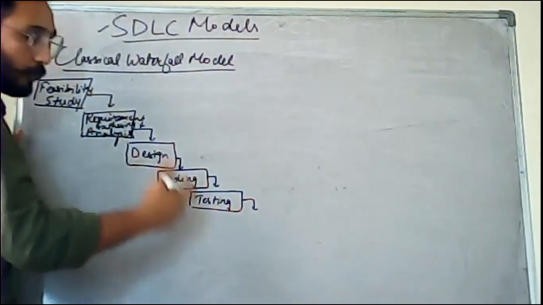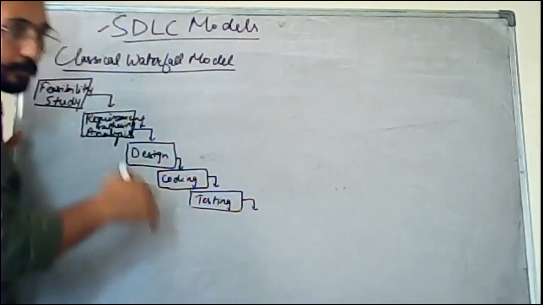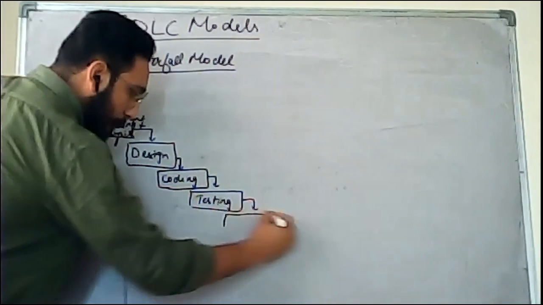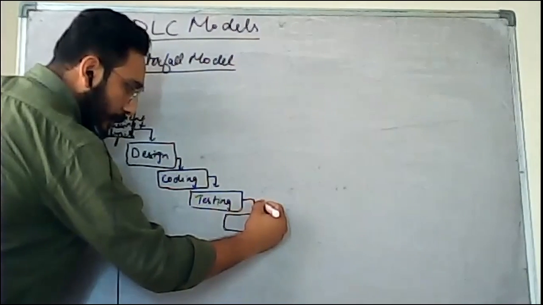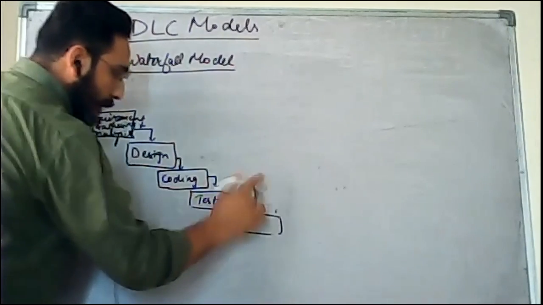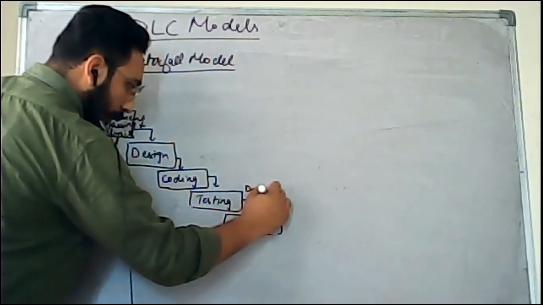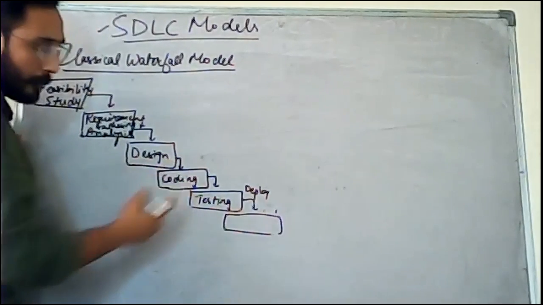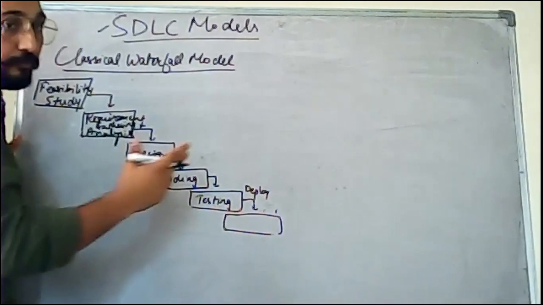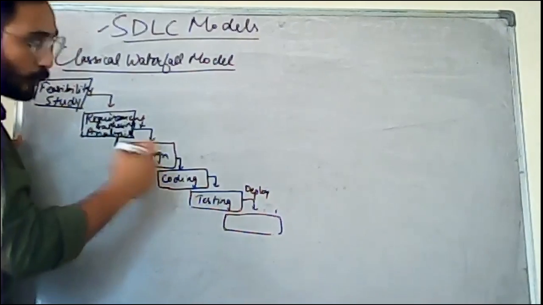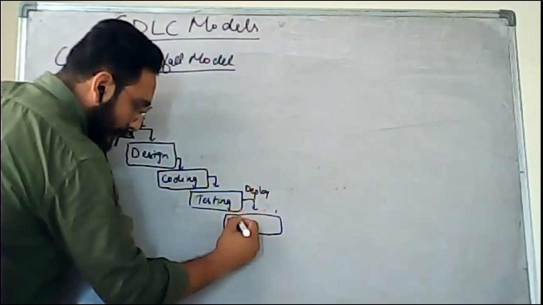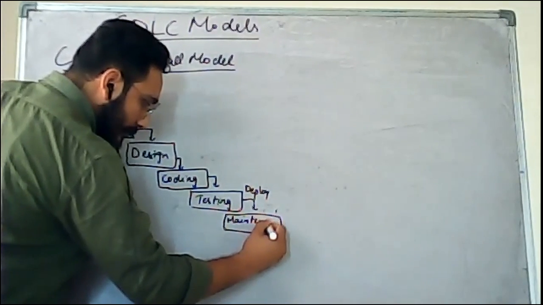It means hand over your product or software to the customer after testing is complete. After completing the testing, you have to deploy your product to the customer. Deploy means hand over the product to the customer so he or she can use the product and give you feedback, whether the product is okay according to his or her requirement or not. And the last phase is your maintenance. Then you will go for maintenance.